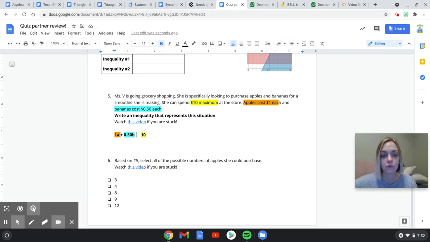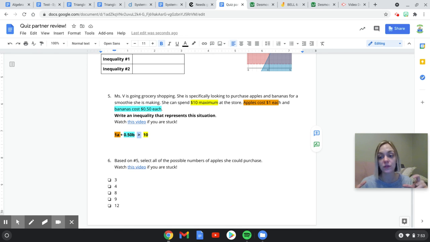If I put the greater than symbol, that means that how much I pay for apples and bananas is going to be greater than $10. That does not make sense because my maximum is $10. If I go to the store with a $10 bill and my total is $12.75 or $15 or $20, whatever it might be, I'm going to have to put something back because I only have that $10 bill.